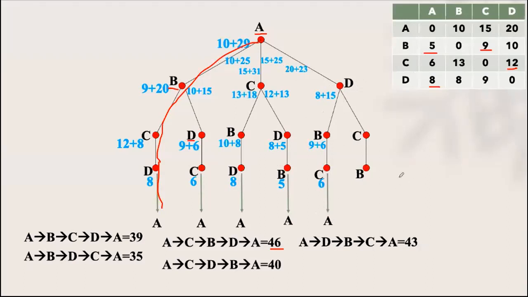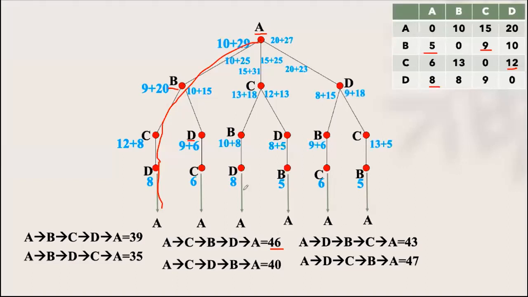Next, the final path. Again from B to A we have to go. B to A is 5. Next, C to B. C to B is 13 plus 5, 18. D to C. D to C is 9. 9 plus 18. A to D. A to D is 20. 20 plus 27. So that is the cost of the final path, which is equal to 47.